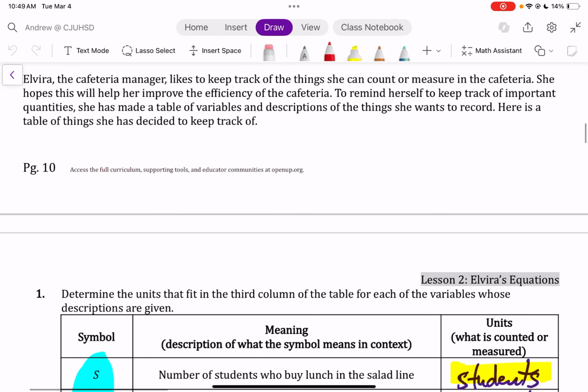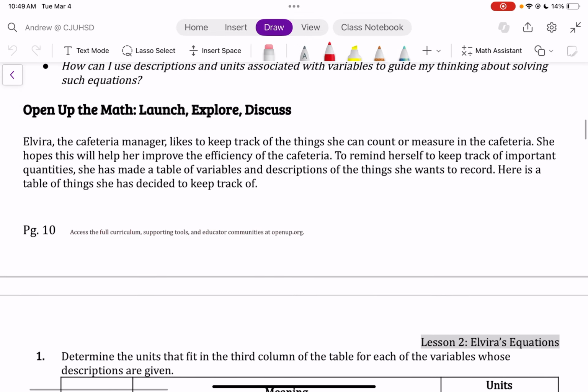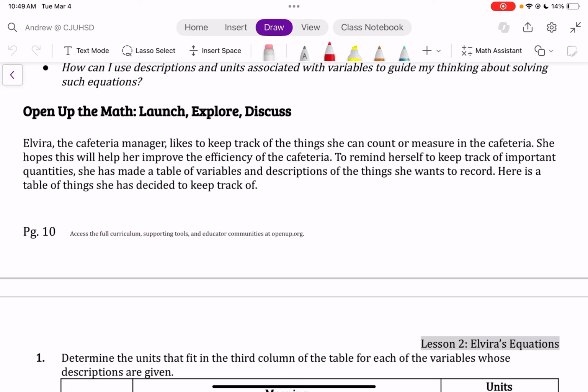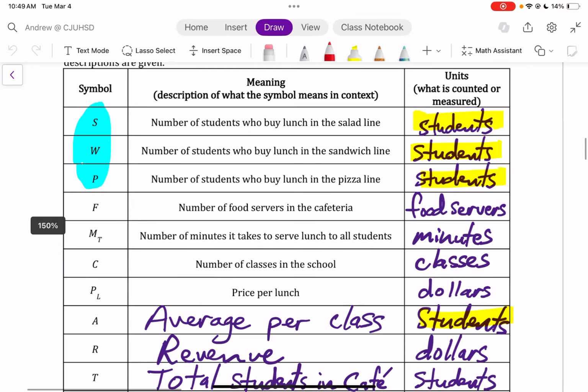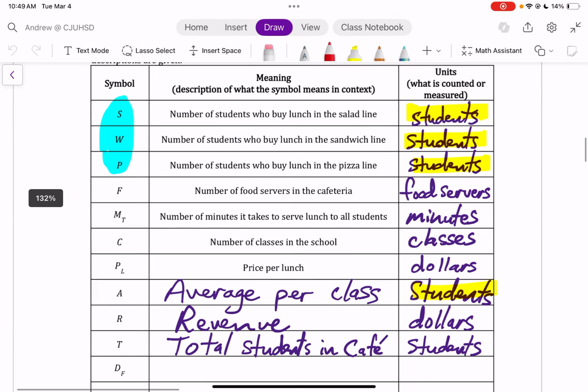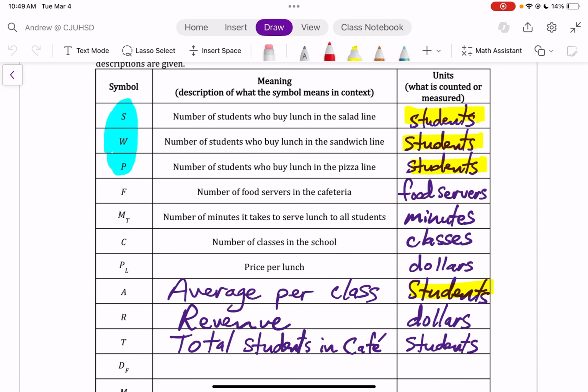So when we get into the discussion, here's the start of the story about Elvira. She's got these new trays in the cafeteria, and she wants to record some information. Well, we figured out how to fill in the table by thinking about how things would be measured. There's 3 lines in the cafeteria. There's a salad line, a sandwich line, and a pizza line. And S, W, and P can stand for the number of students who went through each of those 3 lines. We have food servers. We have minutes to serve all the students.